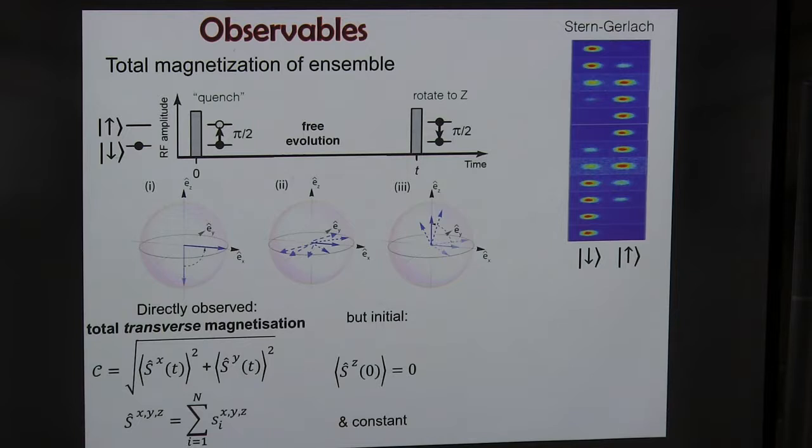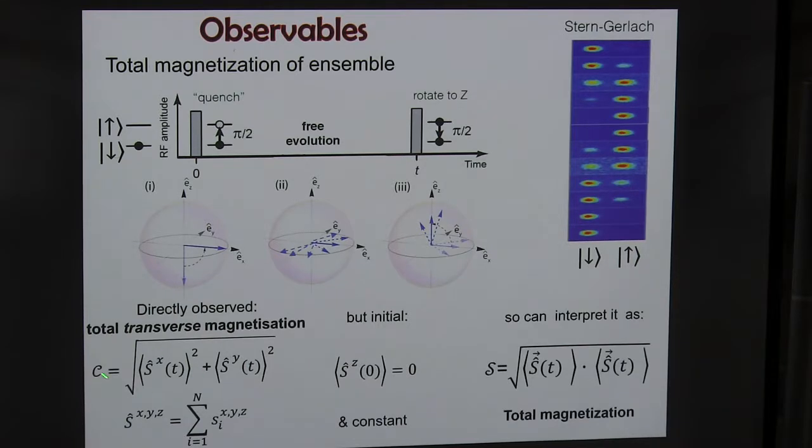So an important point is that because we have a balanced gas, with an equal number of spins up and down, and the magnetization is conserved during the dynamics, the expectation value of the longitudinal component is always 0, remaining a constant of the dynamics. And actually we can interpret this transverse magnetization as the total magnetization of the gas. That's what we measure.